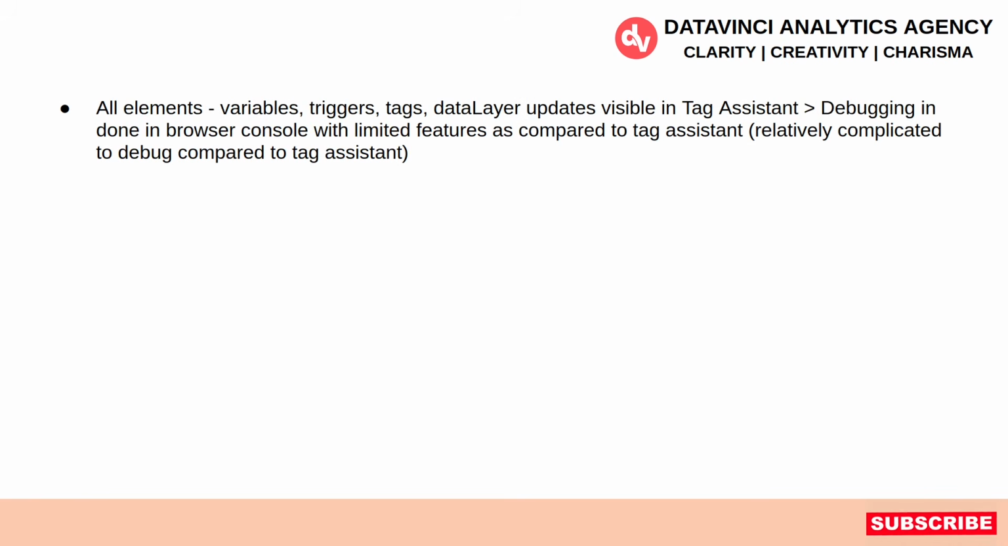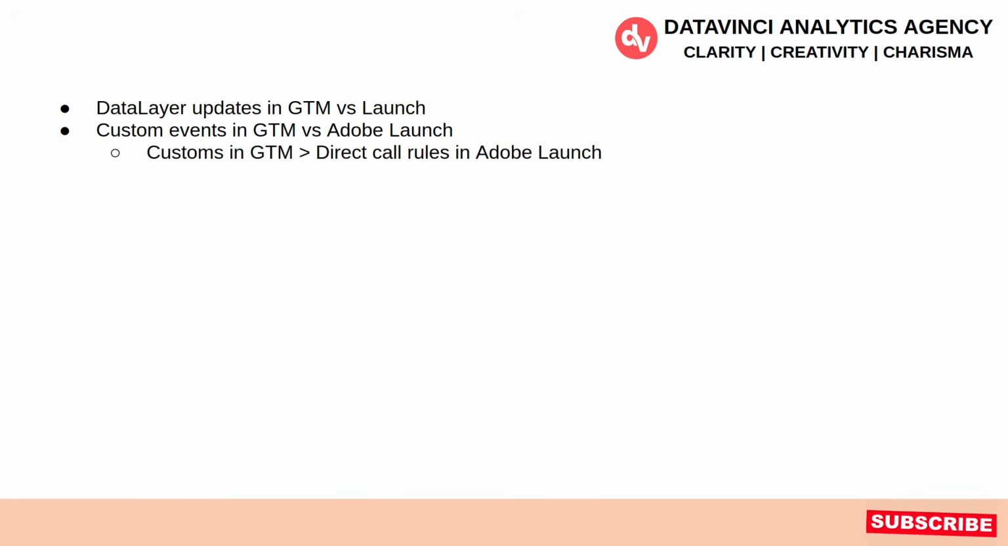All the elements, be it variables, triggers, tags, or data layer updates, are visible in Tag Assistant, which is Google Tag Manager's debugger. In Adobe Launch, debugging is done in the browser console with limited features as compared to Tag Assistant, and it's relatively complicated to debug compared to the Tag Assistant. Data layer updates in Google Tag Manager versus Launch: the data layer gets updated with every interaction, and it's relatively convenient to update, and it is slightly complicated in Adobe Launch.